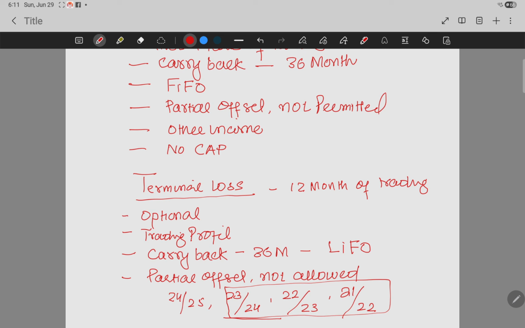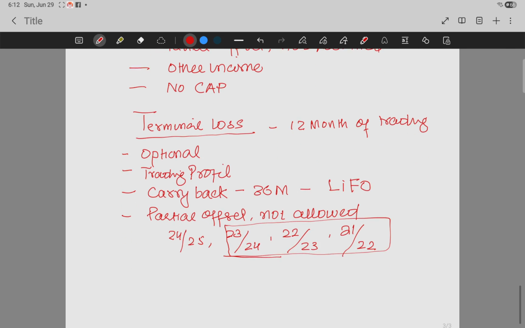So these are the possible options available for an unincorporated business, that is, how the unincorporated business can offset loss relief.